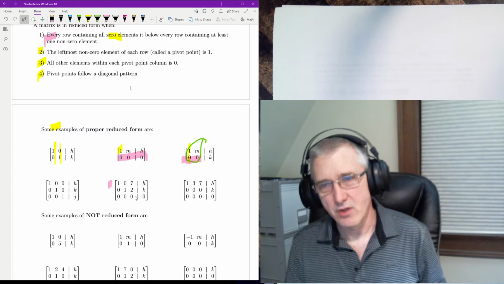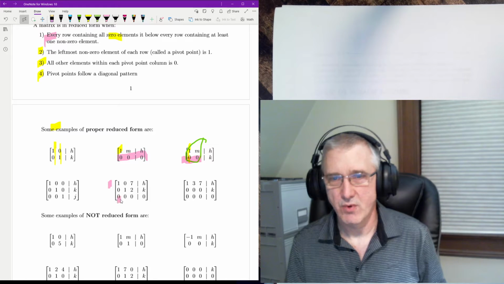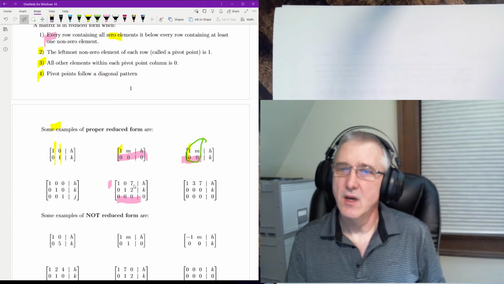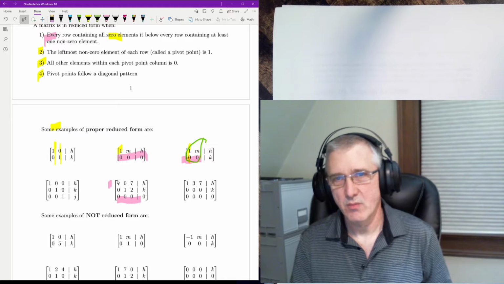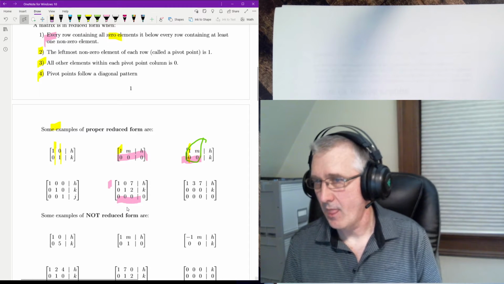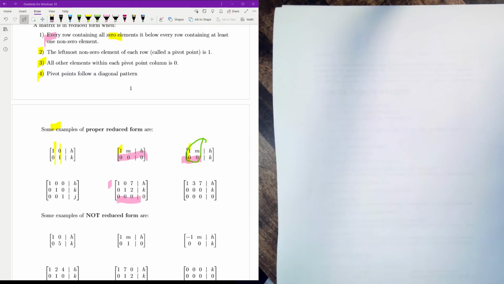Now we're looking for another pivot point. You don't see another pivot point, but we do know that every row containing all zero elements is below every row containing at least one non-zero element. We have a 7 and a 2. That's okay in this case because we're following the proper pivots along the diagonal. We just ran out of pivots. And then finally, our last example, a 1, a 3, a 7.